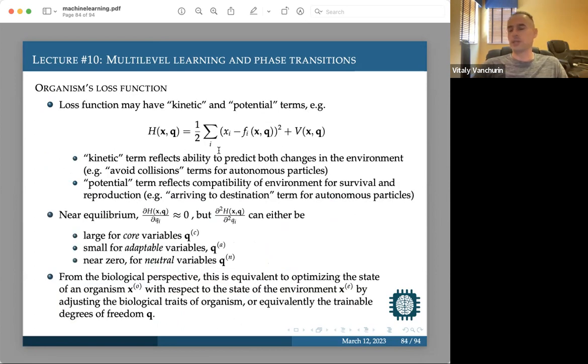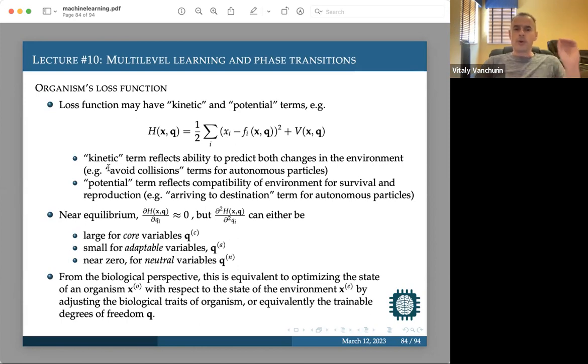Now, we haven't specified a loss function yet, so let's get there. We've already seen before that the bulk loss function can have two parts, something that I refer to as kinetic and potential terms. In the context of biology, the minimization of this kinetic term is the ability of the organism to predict its environment. If it's good at predicting an environment, it has a good internal model of the environment, then its loss function is small. Again, we'll connect it to the fitness function, meaning if an organism is able to predict its environment, it's more likely to survive in the given environment.